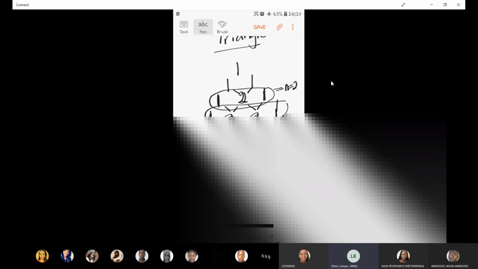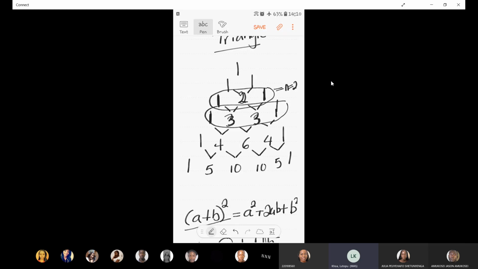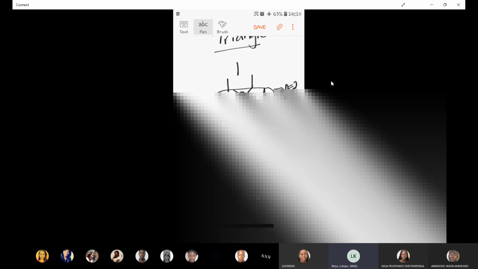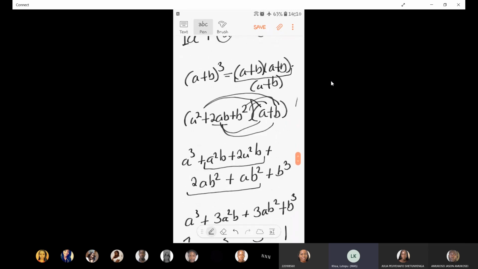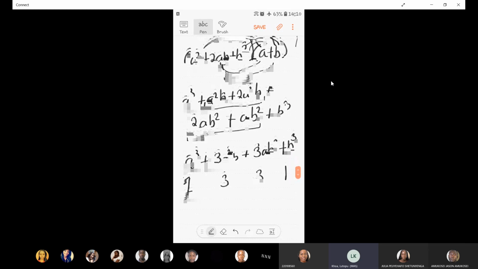So if I wanted to work out a plus b to the power of 10, for example, all I would need to do is continue my triangle until I get to level 10. So this is level 2, level 3, 4, 5, 6, 7, 8, 9, 10, and then I would take the coefficients. Then I just have to look at what is happening to the exponents of a and b.